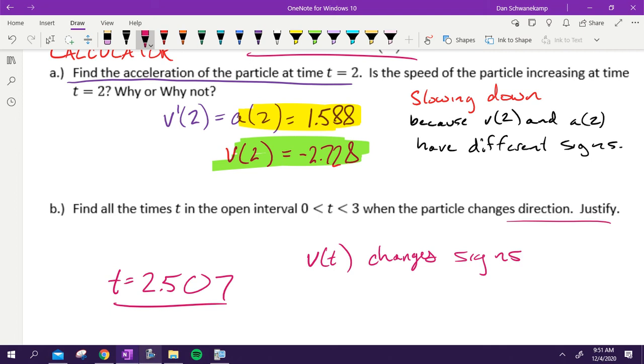Cool. Put your name on your bell. I'm going to come get those. Get out your notes from yesterday. We're working on the backside.